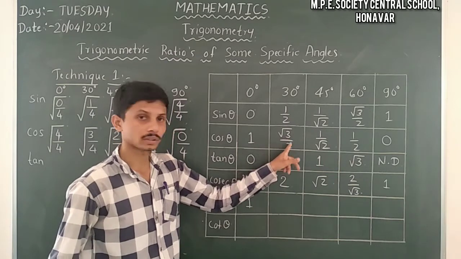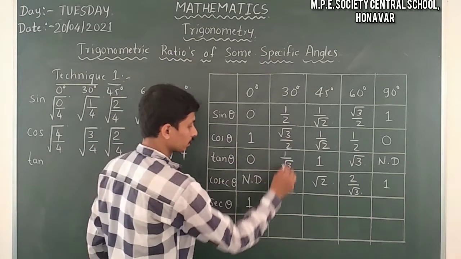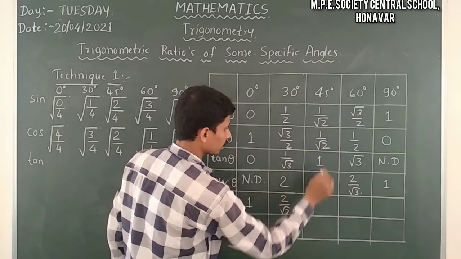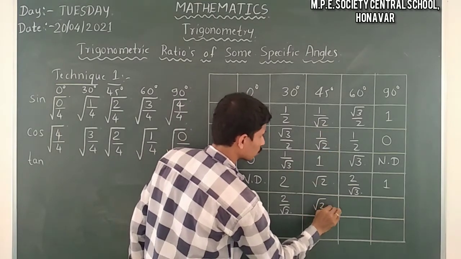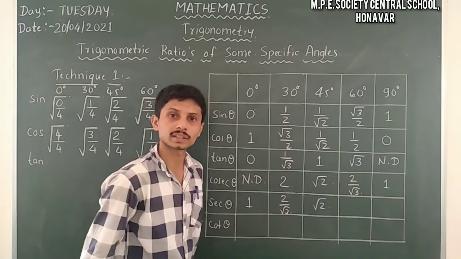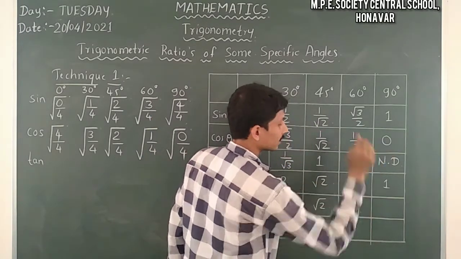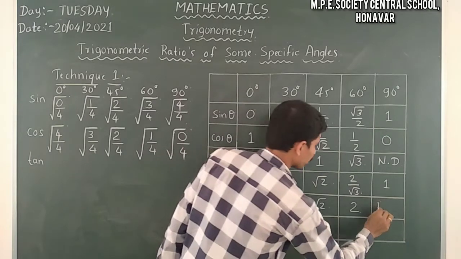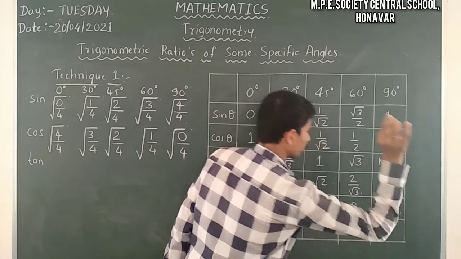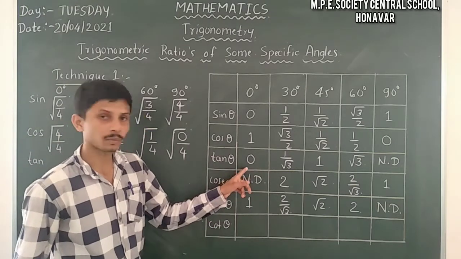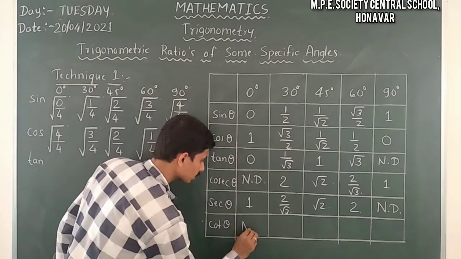Then sec theta. Here 1 by 1, when you take the reciprocal, is 1 only. Then we take the reciprocal of root 3 by 2 and get 2 by root 3. Then you have to take the reciprocal of root 2, and also the reciprocal of 1 by 2, which is 2. And 0 by 1, that is 1 by 0, is not defined. Then cot theta, 1 by 0, is not defined.